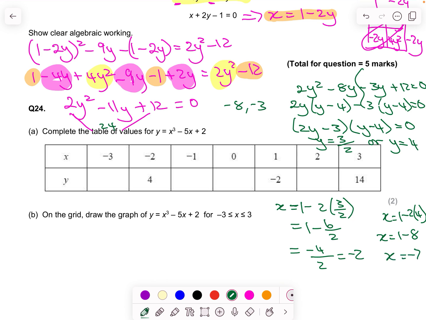So my solutions are y equals 3 over 2, and x equals minus 2, y equals 4, and x equals minus 7.